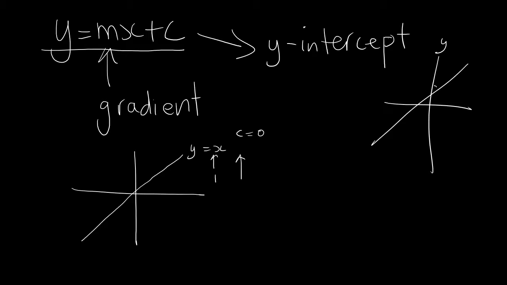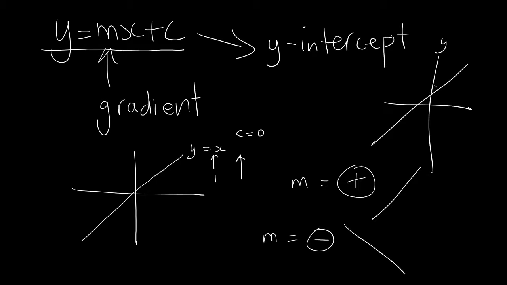Okay, the other thing is, when it comes to the gradient, when m is a positive value, we know the direction of our line will go that way. When m is a negative value, we know the direction of the line will go this way. So that's more or less some of the theory around this before we actually attempt to draw it.